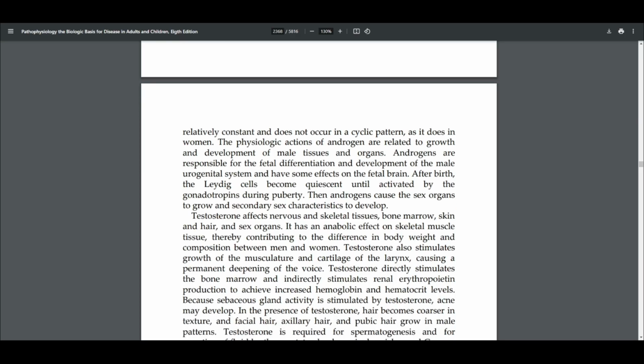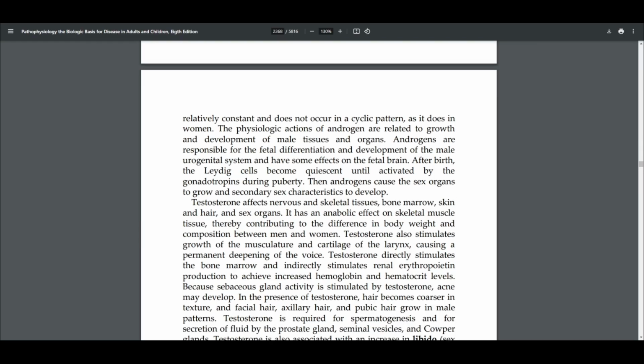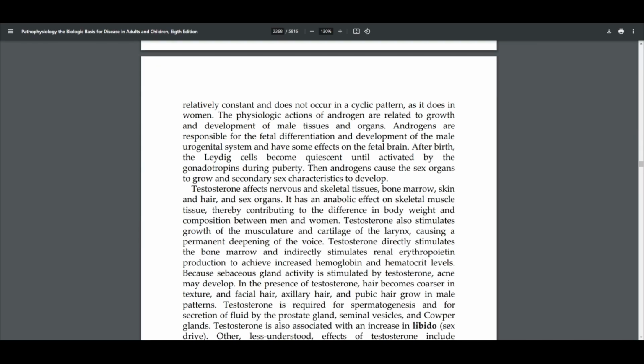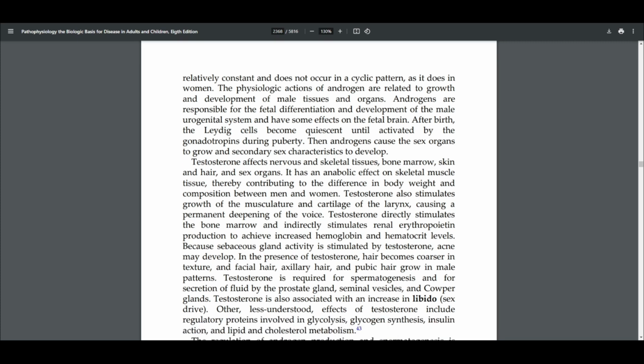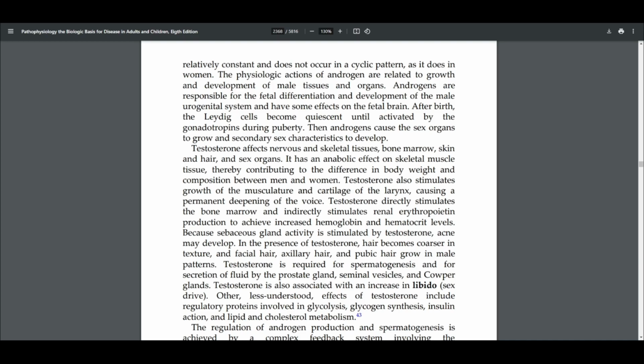Testosterone affects nervous and skeletal tissues, bone marrow, skin and hair, and sex organs. It has an anabolic effect on skeletal muscle tissue, thereby contributing to the difference in body weight and composition between men and women. Testosterone also stimulates growth of the musculature and cartilage of the larynx, causing a permanent deepening of the voice. Testosterone directly stimulates the bone marrow and indirectly stimulates renal erythropoietin production to achieve increased hemoglobin and hematocrit levels.